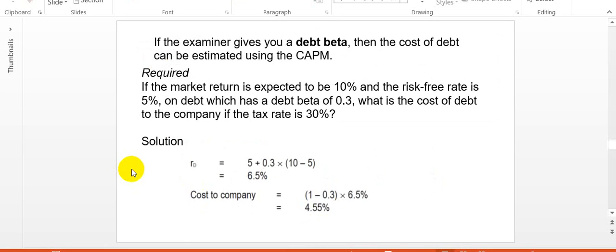If the examiner gives you a debt beta, then the cost of debt can be estimated using the CAPM. Another example: if the market rate is expected to be 10% and the risk-free rate is 5% on debt which has a debt beta of 0.3, what is the cost of debt to the company if the tax rate is 30%?